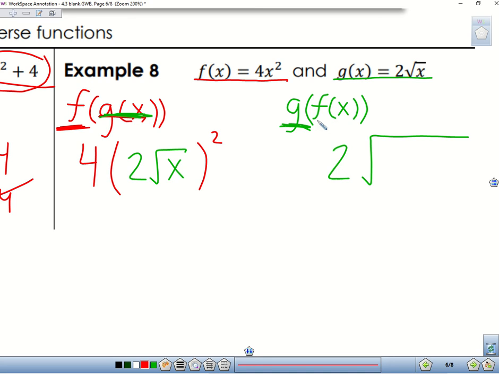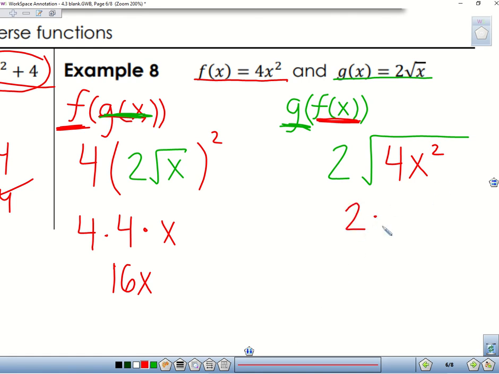Over here, what's going inside g of x? F of x, which is? Good, 4x squared. Once you get to this stage, you're just going to simplify. So over here, what's 2 squared? What's square root of x squared? Very good. This comes out to be 16x.